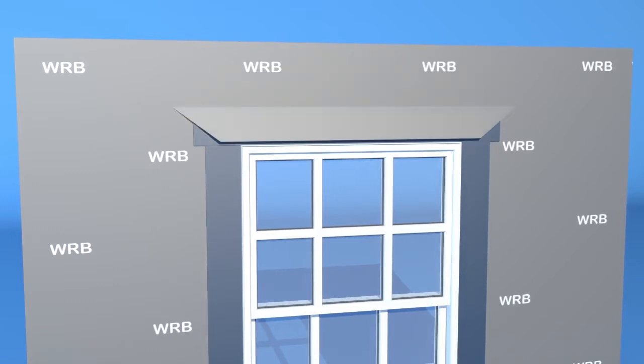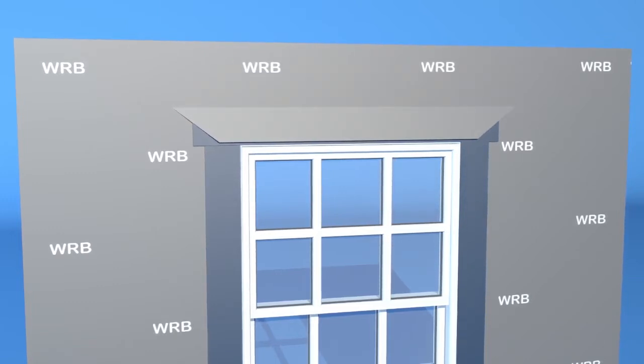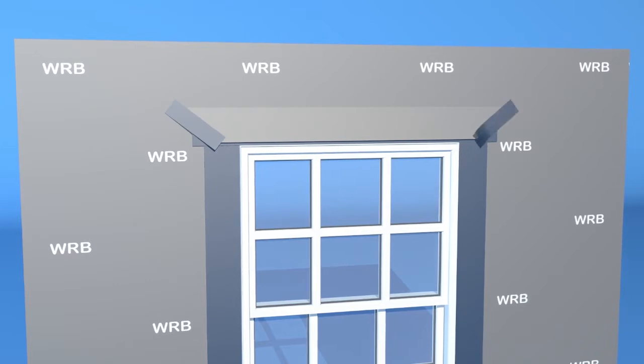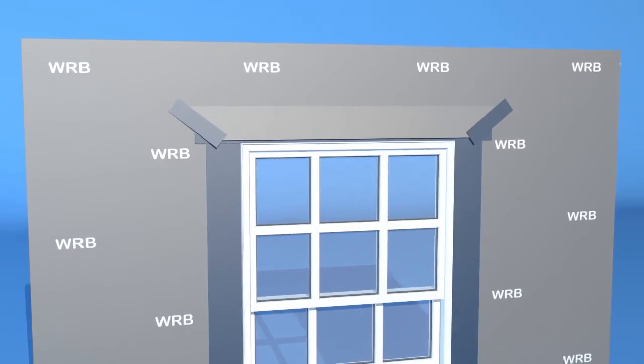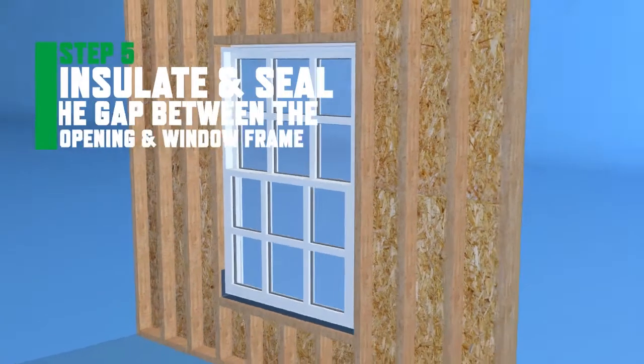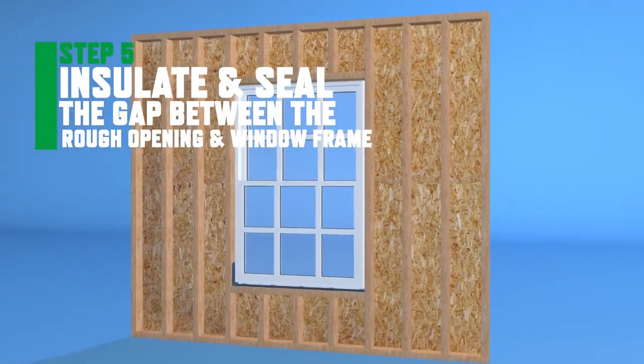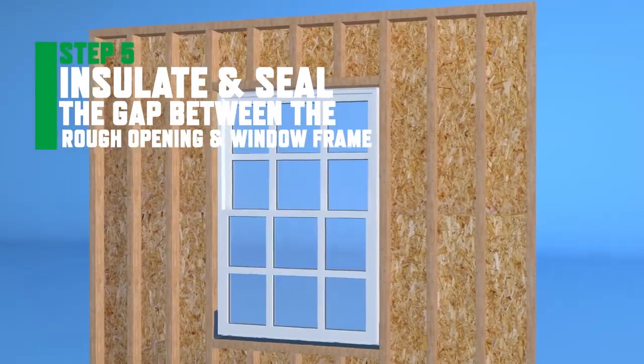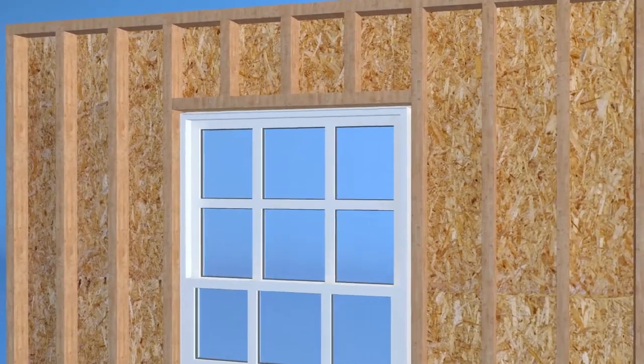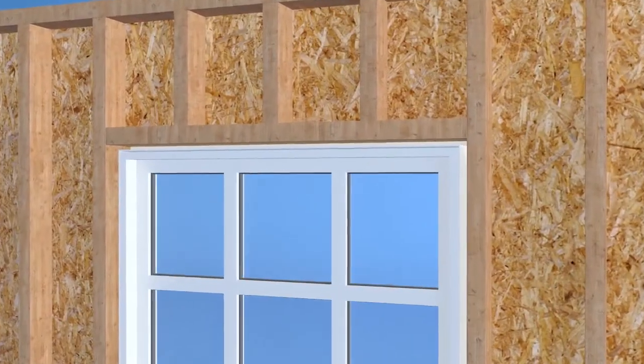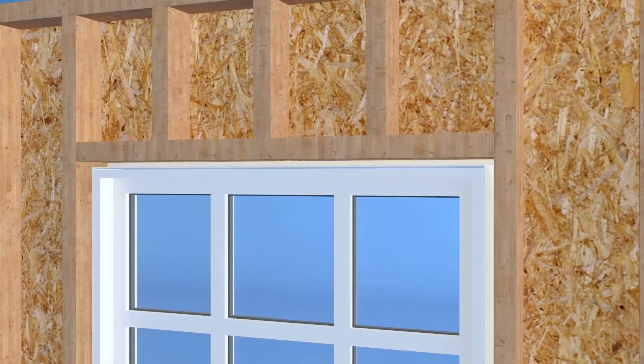Replace the flap created during preparation of the house wrap and tape the seams with WRB tape or window flashing tape. To complete the installation, use a polyurethane foam that has been tested in accordance with AAMA 812. Apply foam between the window frame and the rough opening.